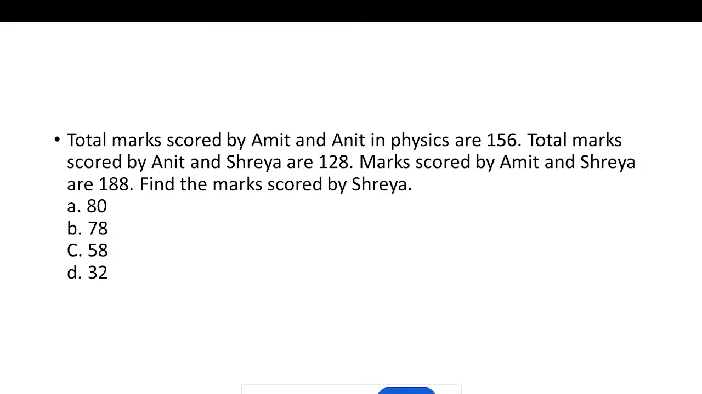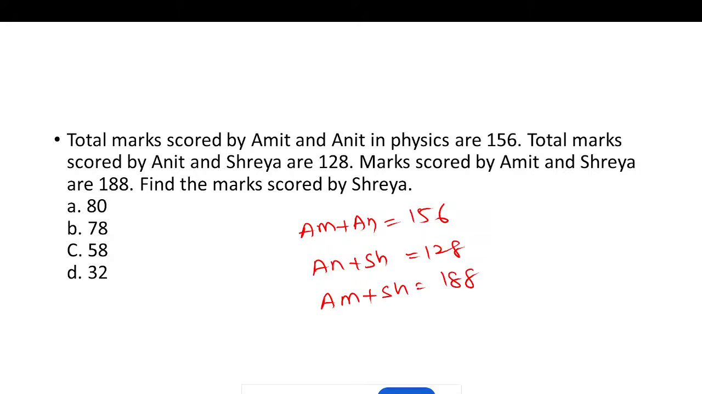Total marks scored by Amit and Anit in physics is 156. Total marks scored by Anit and Shreya is 128. Marks scored by Amit and Shreya is 188.